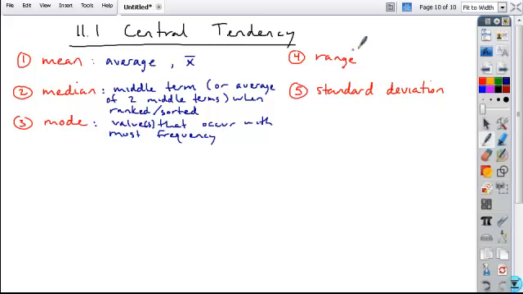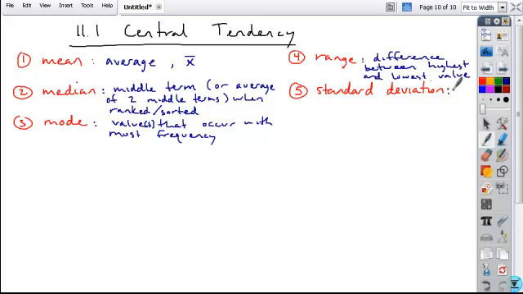In addition to these, so those are the three that are contained in the SAT. In addition, we have a range. The range of values is just that. It's the difference between the highest and lowest value. And then finally, the standard deviation.